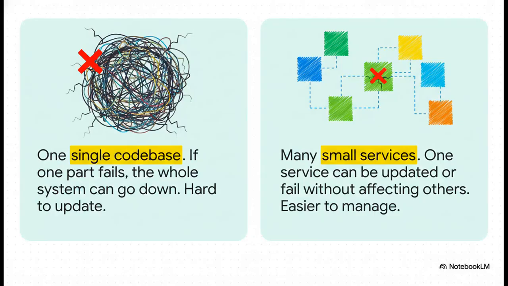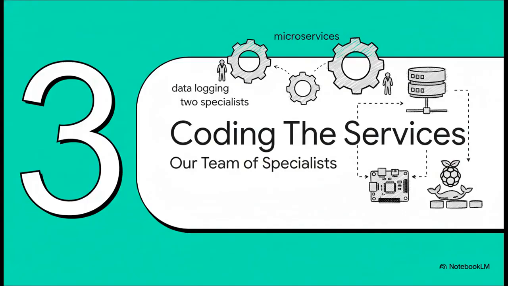And the difference here is, it's night and day. On the left, you've got the old way, this big, tangled ball of code, where a single little failure can bring the entire system crashing down. But on the right, you have the clean, resilient microservice approach. In this world, if one service fails or maybe just needs an update, the rest of the system just keeps on chugging along.